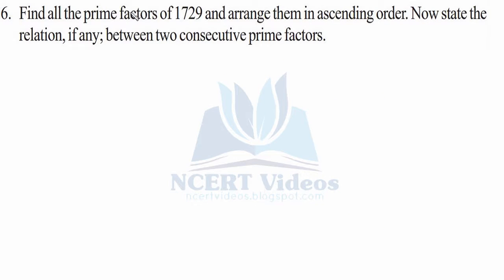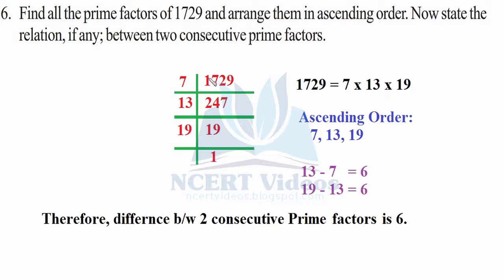Sixth, find all the prime factors of 1729 and arrange them in ascending order. Now state the relation, if any, between two consecutive prime factors. So here we prime factorize it, that is 7, 13 and 19. It is simple prime factorization. 13 goes 19 times to give you 247, 19 goes 1 time to give you 19. And the ascending order is the same: 7, 13 and 19.